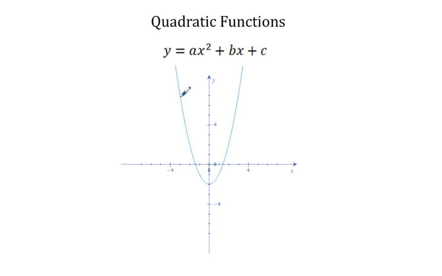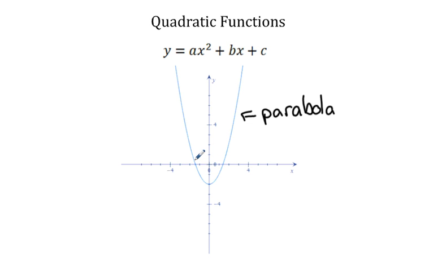Now the graph is something that looks like this, and this is called a parabola. So a parabola is the graph of a quadratic equation. Now, the parabola can look like this, or if the a value is negative, it will be upside down.